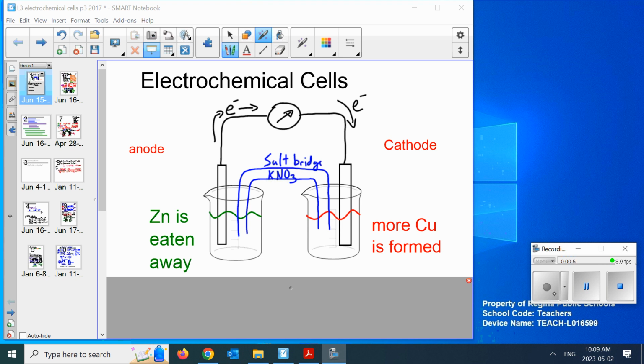Explain this. Electrochemical cells. Another word for this is batteries. But there's some types of electrochemical cells that don't quite work like batteries. They require energy.